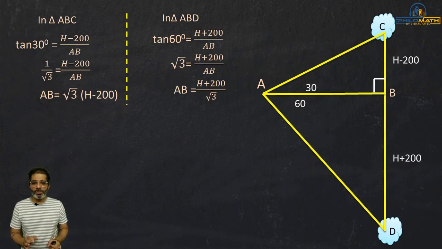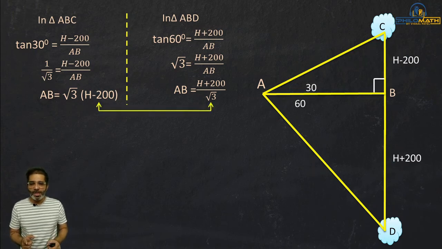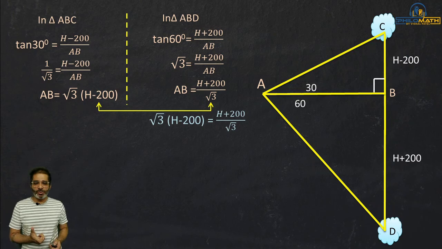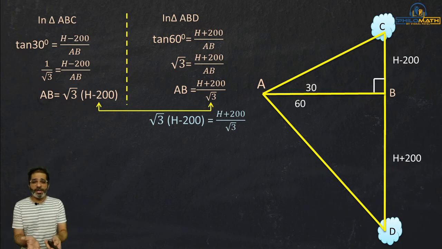Now if you see both parts, we got the value of AB from both. So I'm going to equate both the values. Root 3 bracket H minus 200 equals H plus 200 upon root 3. If you see this equation carefully, it is an equation in one variable, where the variable is H, and that is what you have to find out. We will solve it like a linear equation.